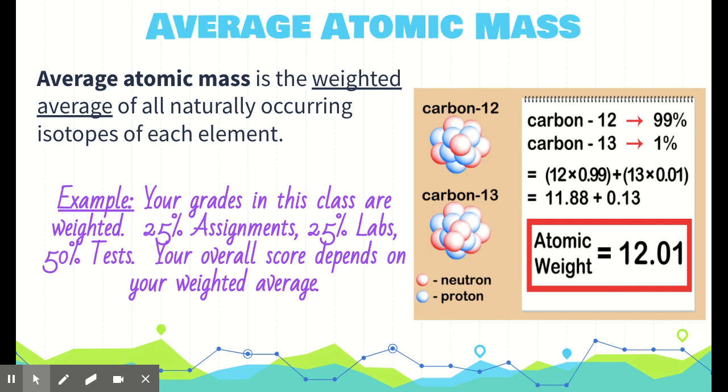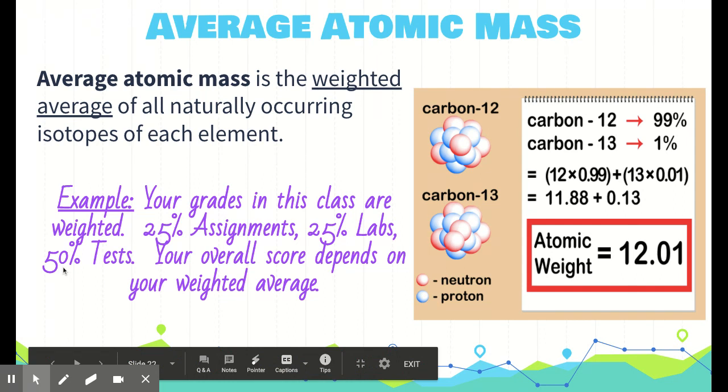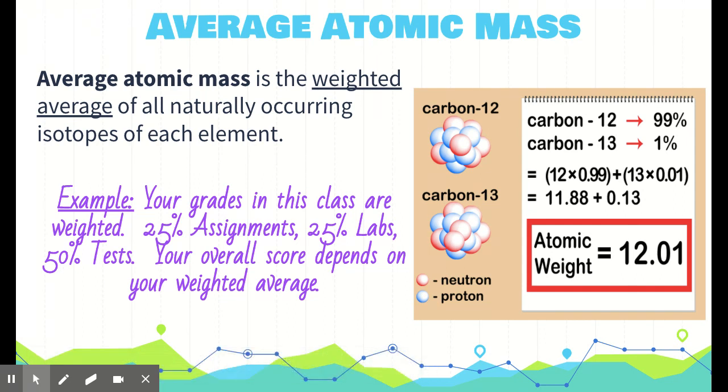So the average atomic mass is the weighted average. It's similar to how your grades are weighted. Actually, this is no longer accurate for the grades in your class. Assignments are 20%, labs are 20%, and then tests are 50%. So tests are 60% now. Your overall score is going to depend on your weighted average. It's no different than, I'm sure most of you are in AP classes and have taken many honors classes, so you know that you have a weighted GPA. Some classes count for more than others. If you look at this example on the side here, these are 2 isotopes of carbon.